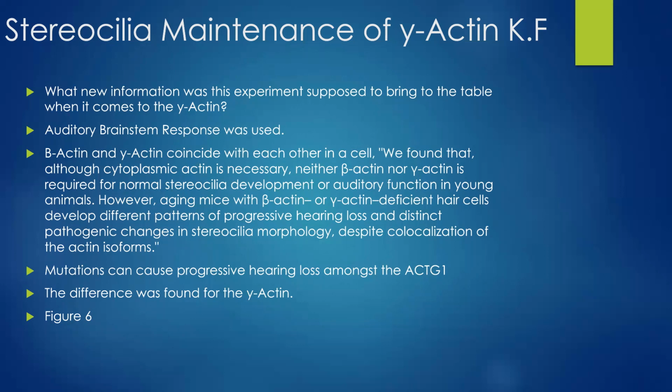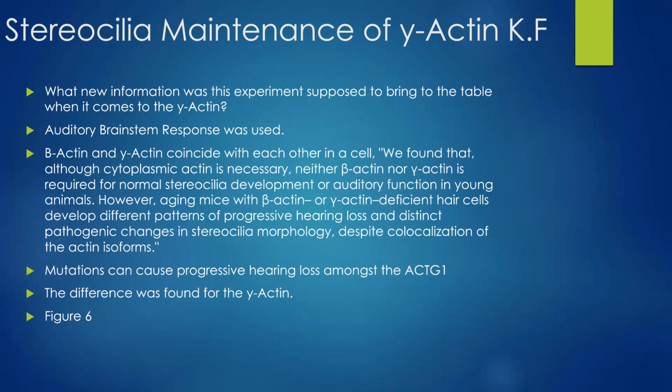The beta and the gamma actin coincide with each other in a cell. The article states, we found that although cytoplasmic actin is necessary, neither beta actin nor gamma actin is required for normal stereocilia development or auditory function in young animals. However, aging mice with beta actin or gamma actin deficient hair cells develop different patterns of progressive hearing loss and distinct pathogenic changes in stereocilia morphology, despite co-localization of the actin isoforms. The mutations can cause progressive hearing loss in actin gamma 1. So that's where the gamma was moving at a more progressive rate than the beta.